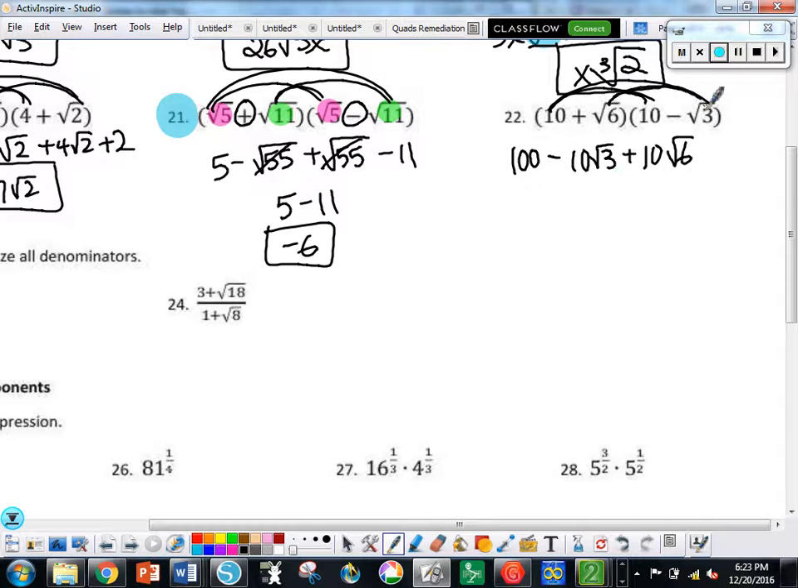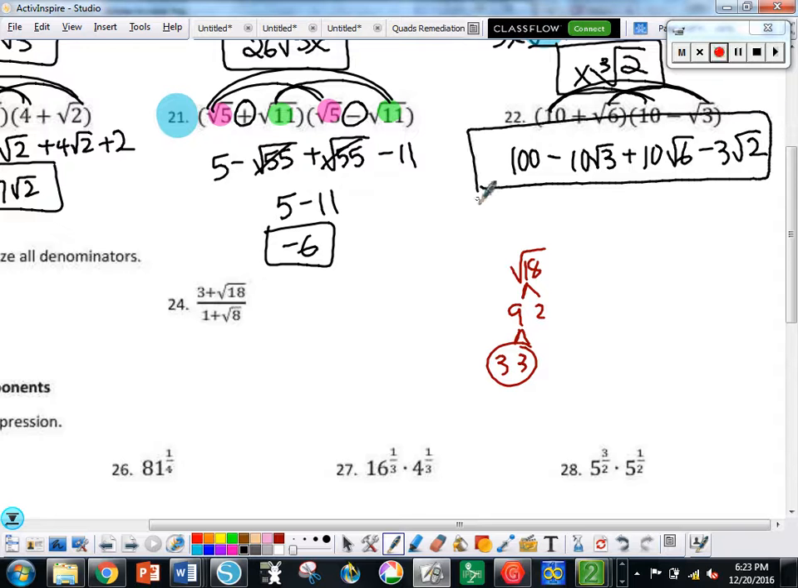And then you have minus, I'm going to do this off to the side, minus the square root of 18, but 18 has a 9 in it, so I know that it can break down. So minus 3 root 2. Even with a 3 root 2, is there anything you can combine together? No.